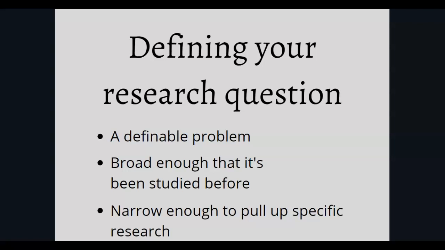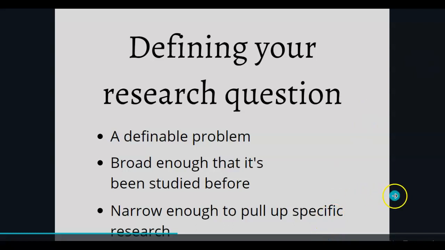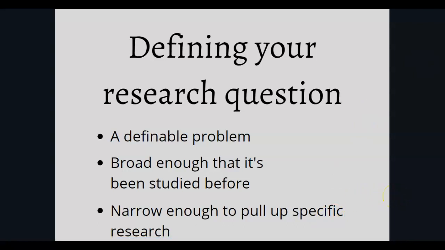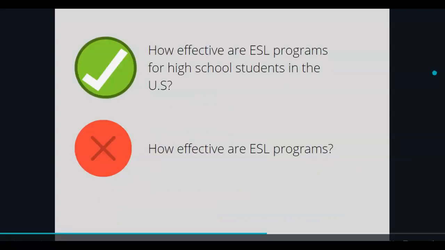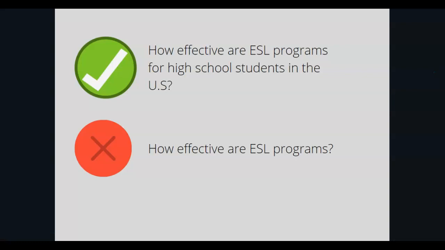But a few things to keep in mind is that we need a definable problem. We want to make sure, too, that our research question is going to be broad enough to make sure that it's been studied before. We don't want to go to the libraries and then find that there is no research on our problem because it's too specific. That being said, we also want to make sure that our research question is narrow enough to pull up specific research. We don't want to be pulling up 30,000 results when we go to search for it in the Rutgers libraries.